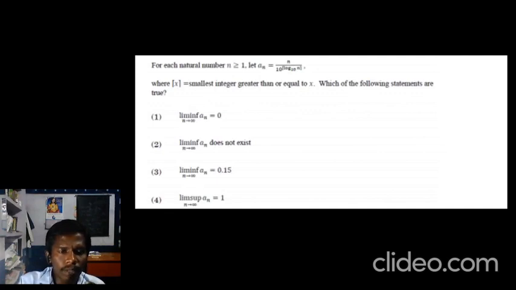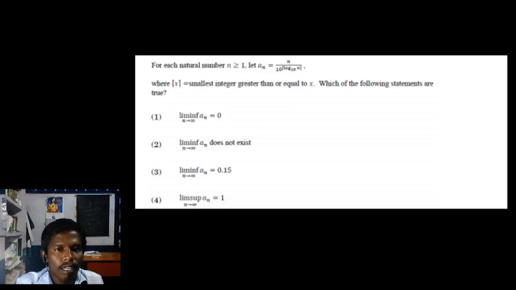Options. The first option, limit infimum an equal to 0, is not correct because we know that limit infimum an equals 0.1. In a similar way, for the second option, they have given limit infimum an does not exist, but we know that limit infimum an exists. Therefore, the second option is wrong. In a similar way, the third option is also wrong because limit infimum an equals 0.1, but here they have given 0.15. Therefore, the third option is also wrong. From this, we can easily conclude that the fourth option will be the correct answer because the first three options are wrong. Therefore, the fourth one must be the correct answer because at least one answer should be correct.